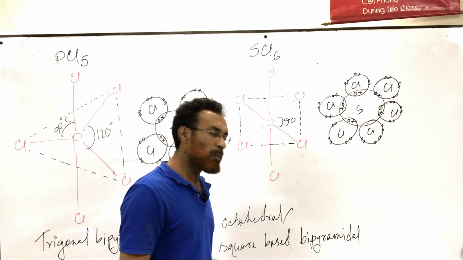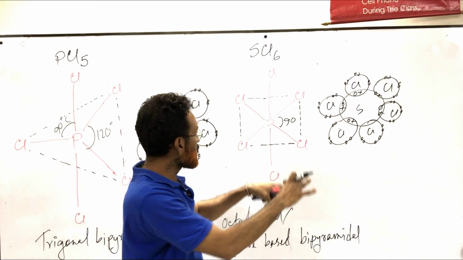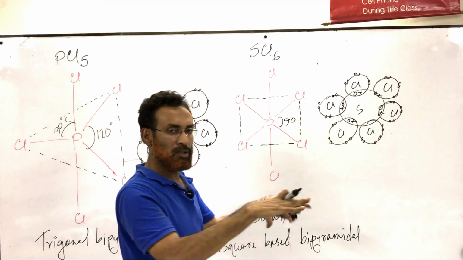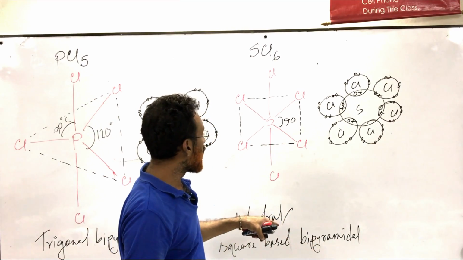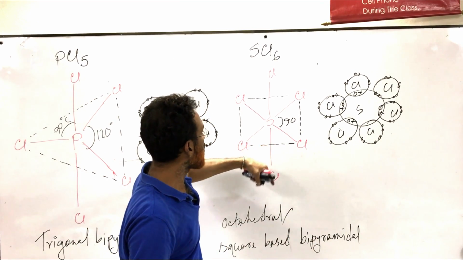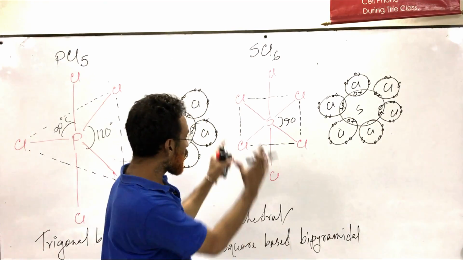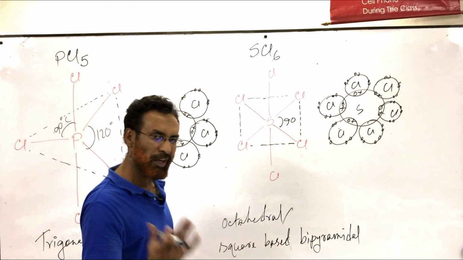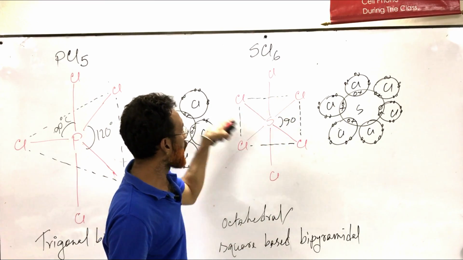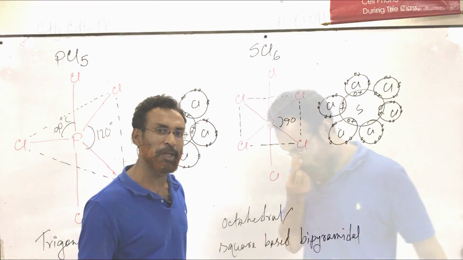Here we get 4 bonds of sulfur in a plane. Here 1, 2, 3, 4. These 4 bonds are in a plane, and 2 more bonds. One is above the plane and another is below the plane. So we call this shape octahedral, or we can say square based. Here is a square based bipyramidal shape.